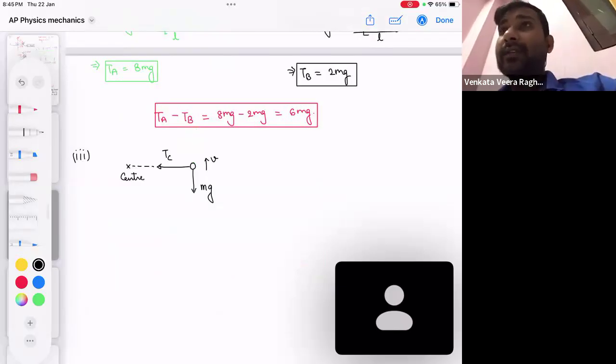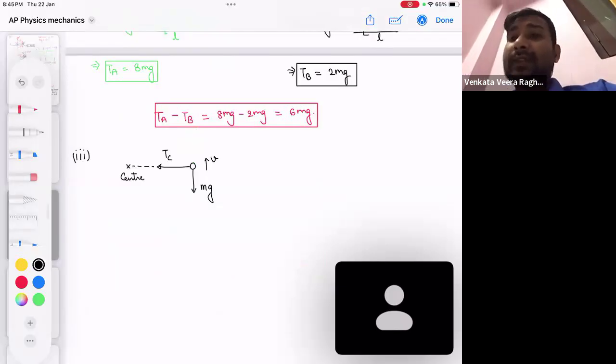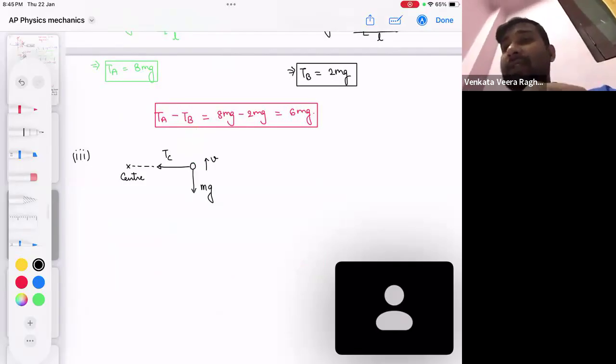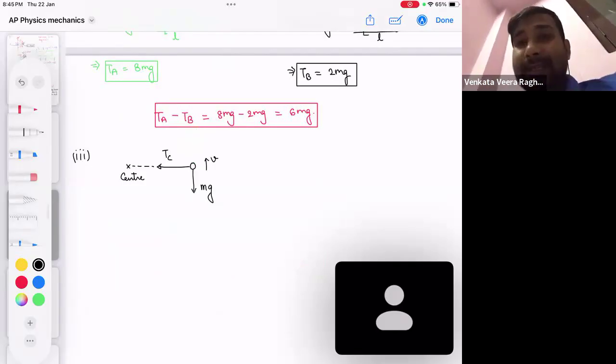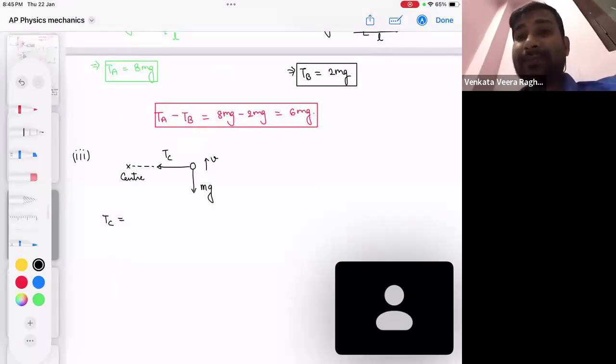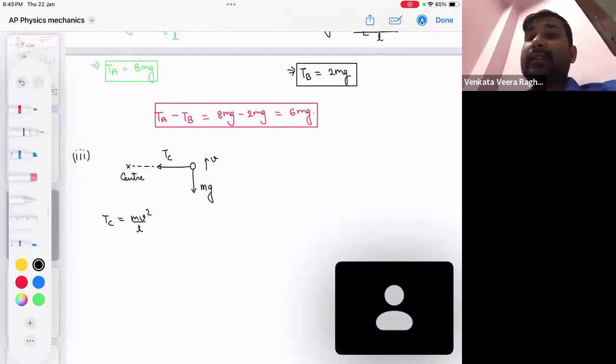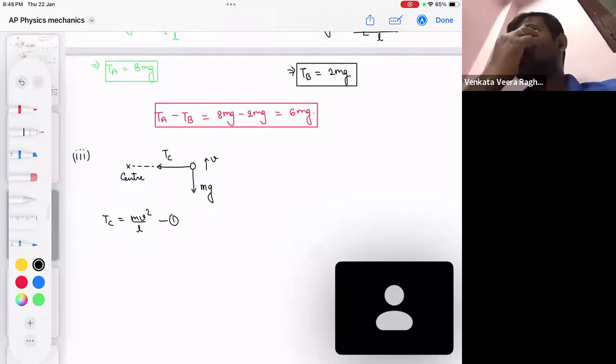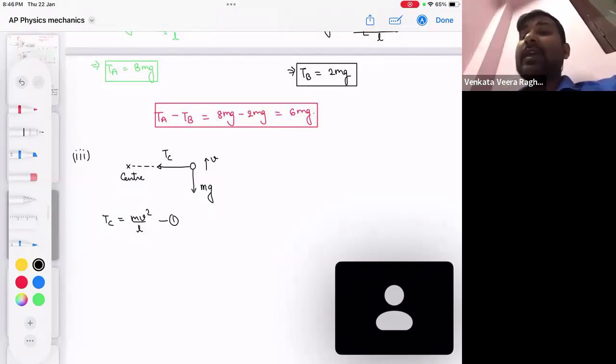Here also a component is not needed. Why? Because tension is towards the center, and mg is perpendicular to that. Even if you take the component of mg, nothing will come towards the center. So no need to take the component. Can I say here Tc is the only force acting towards the center? And that should be equal to mv square by r. But the problem in this equation is that I don't know the tension and I also don't know the velocity at point C.